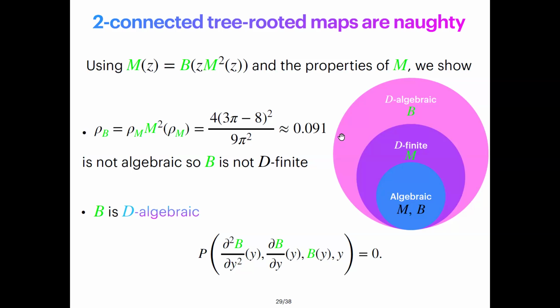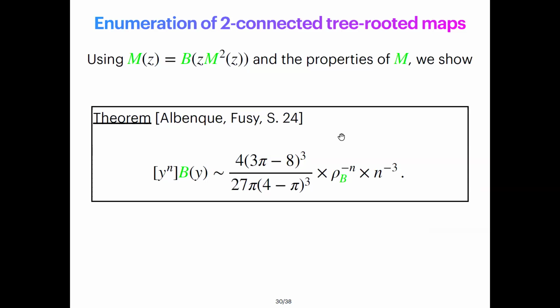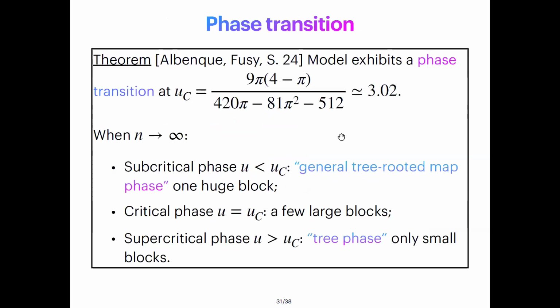And this makes the studies quite more involved than before. Still, we managed to enumerate the number of two-connected tree-rooted maps and show that it has this form. So notice the n to the power of -3, which is in fact the exponent which seems typical for tree-rooted maps. And this afterwards allows us to exhibit a phase transition for a u_c which is now transcendental.